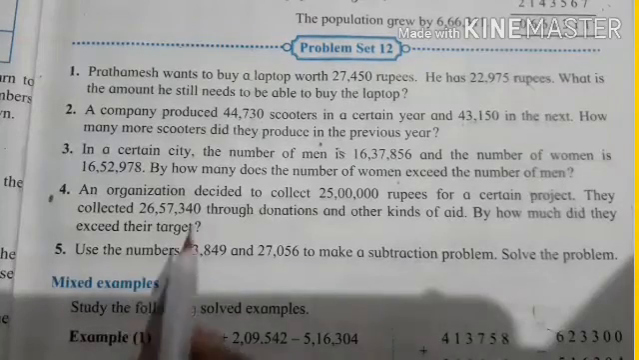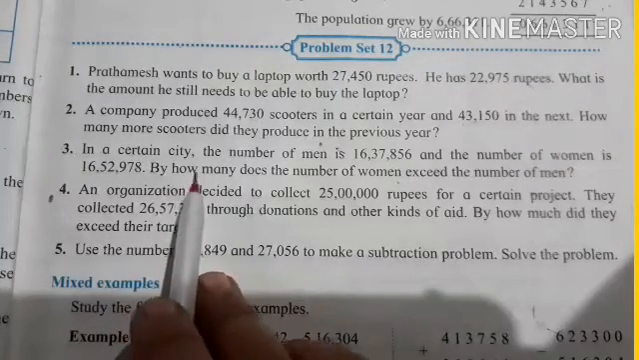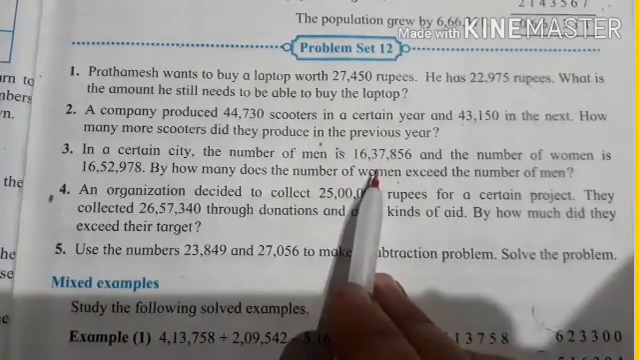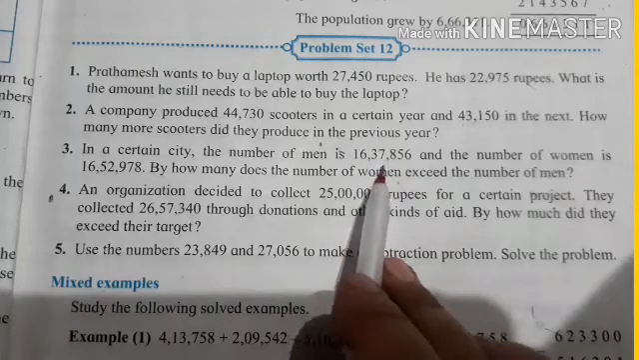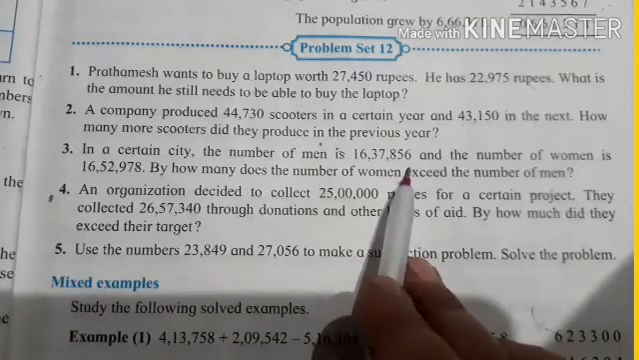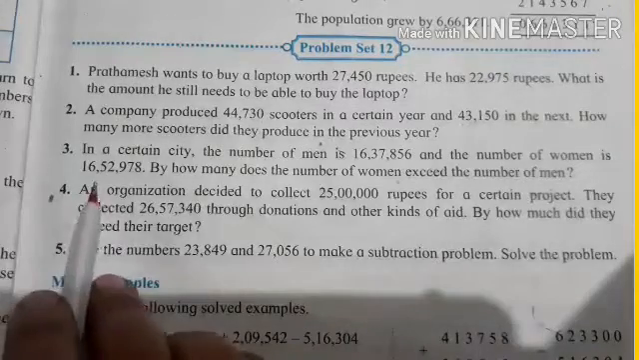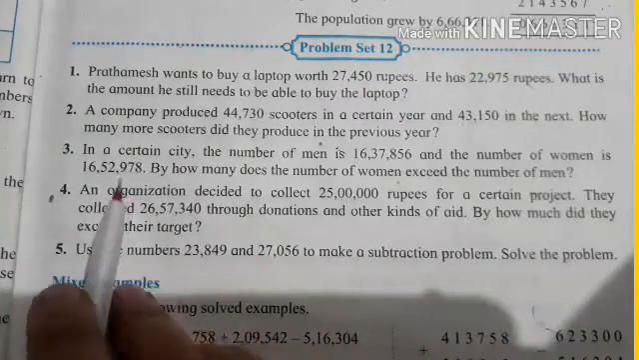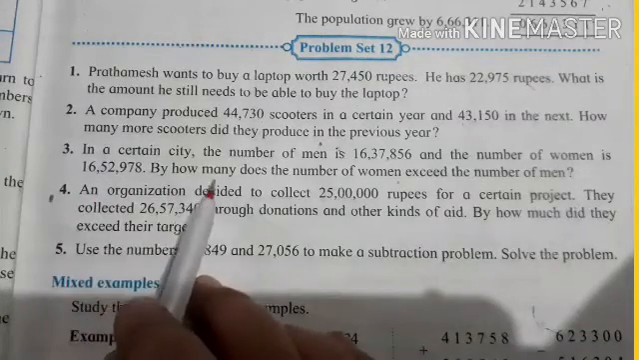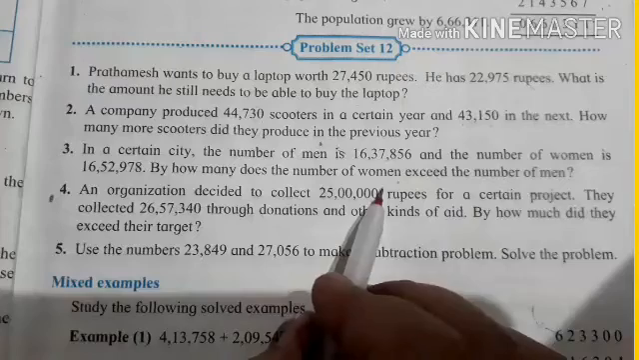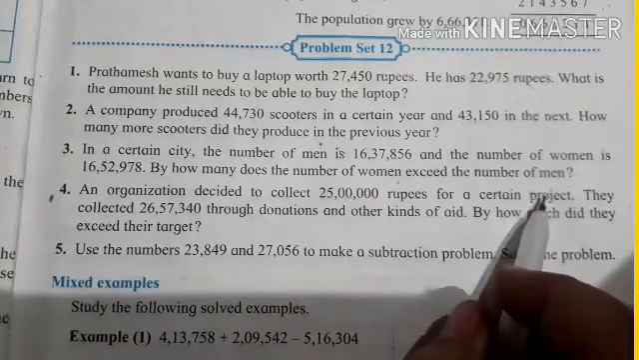Now let's see the third example. In a certain city, the number of men is 16,37,856 and the number of women is 16,52,978. By how many does the number of women exceed the number of men?